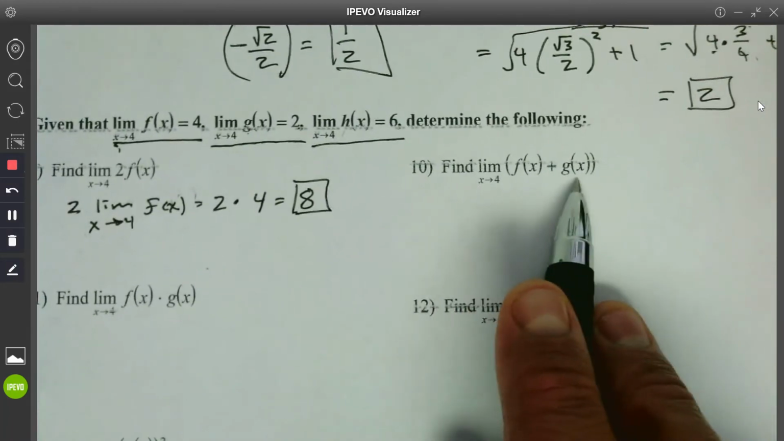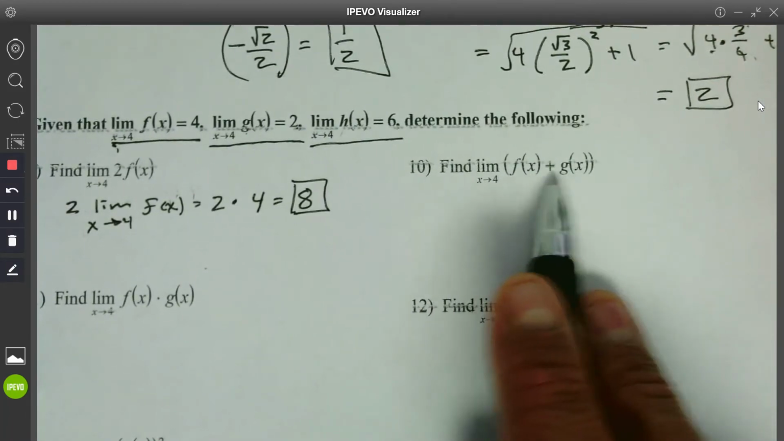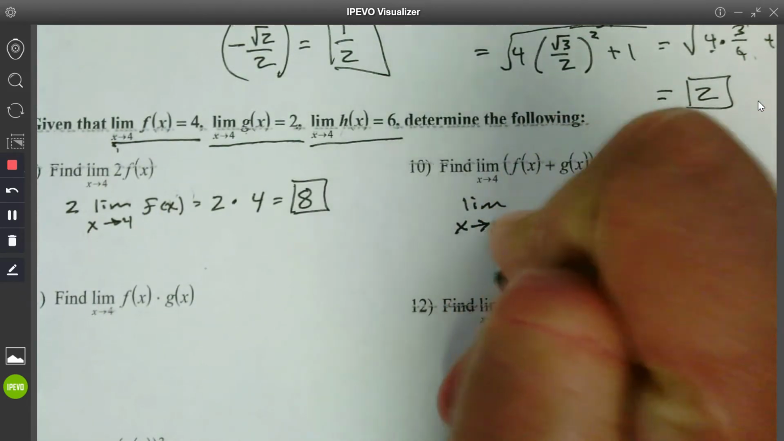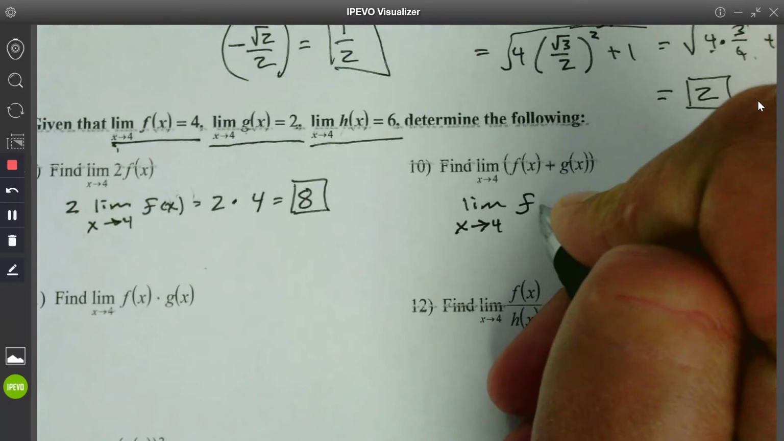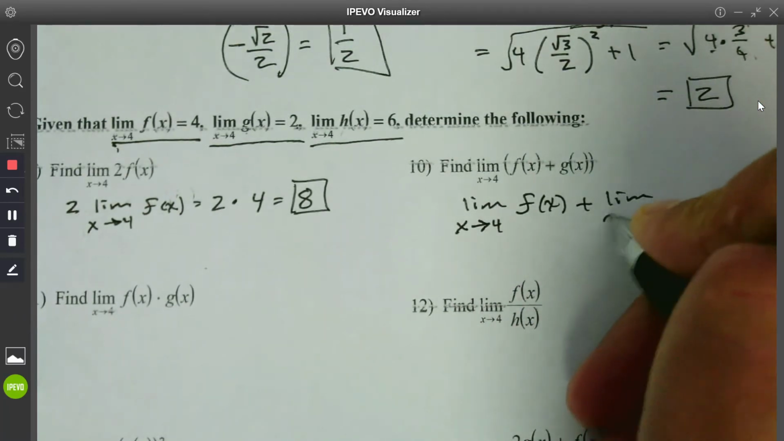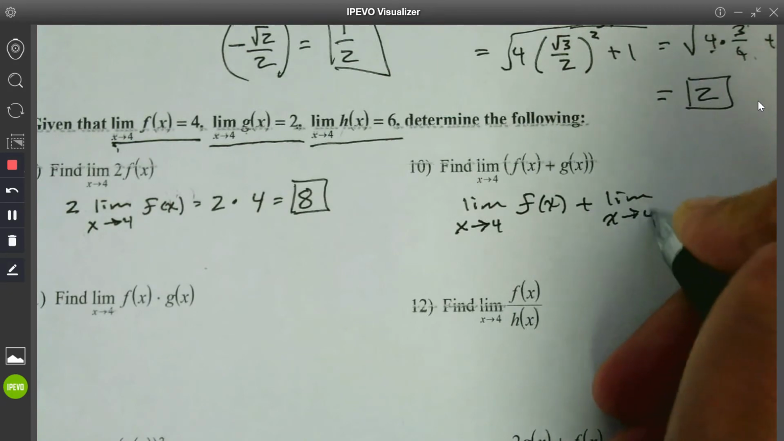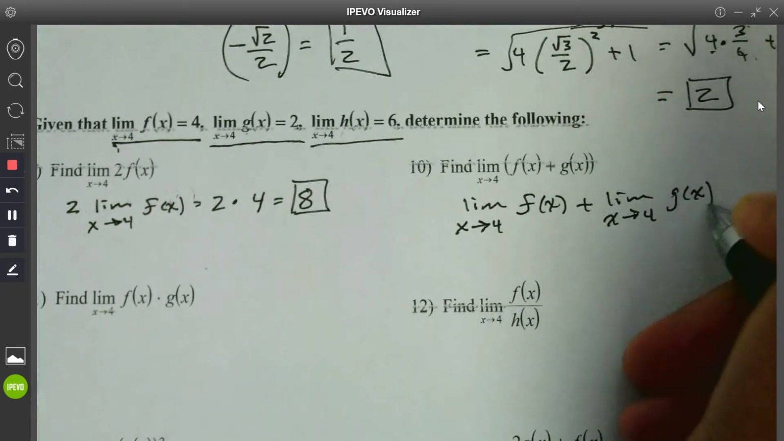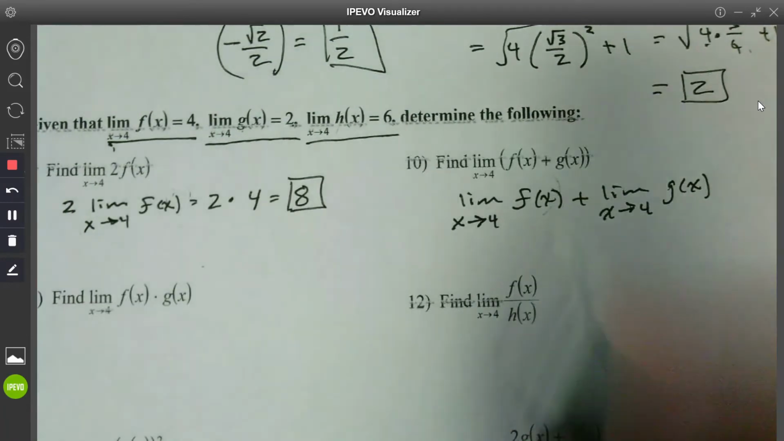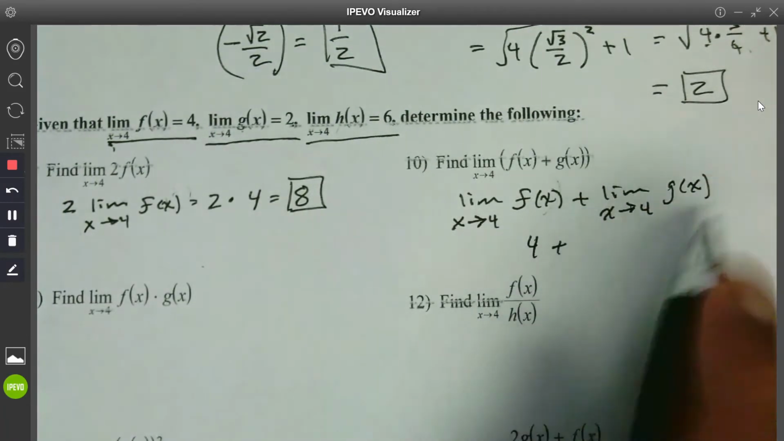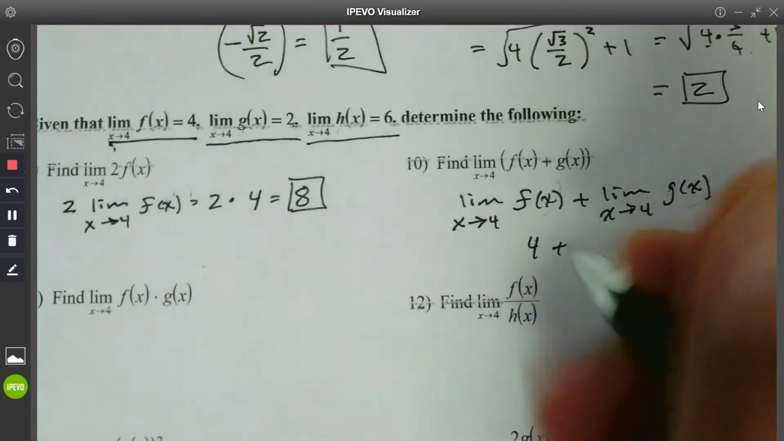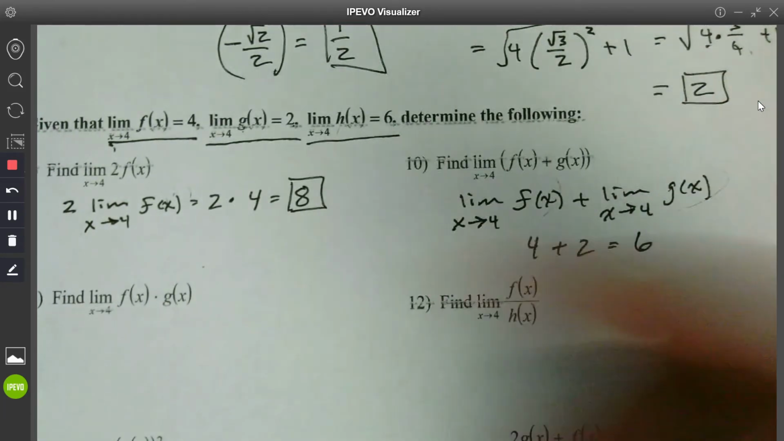Here we have one limit, but inside we have a sum of two functions. So we can write that as the sum of two limits. That's the sum of the limit of f plus the limit of g. So we can break it up. And again, we know the first one, that's going to be 4. Plus, we know the limit of g as x goes to 4, that's equal to 2. So we end up with 6.